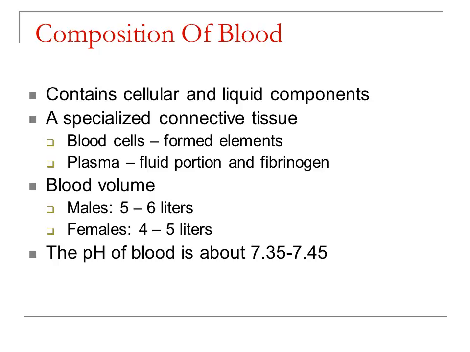Blood contains cellular and liquid components, which are made of specialized connective tissue. The cellular component is the blood cell, which are the formed elements, and the liquid component is the plasma, which is a fluid portion and fibrinogen. But the blood volume of a male and a female varies, with a male having up to 5 to 6 liters of blood, while females have up to 4 to 5 liters of blood. And the pH of the blood is about 7.35 to 7.45.